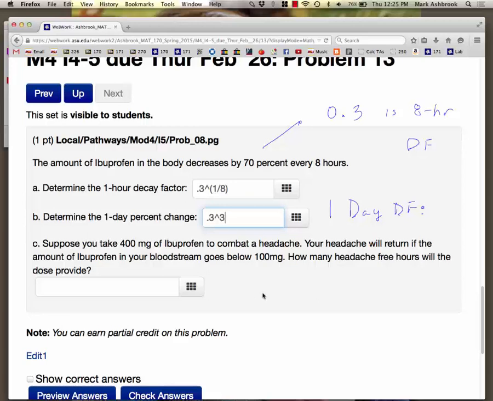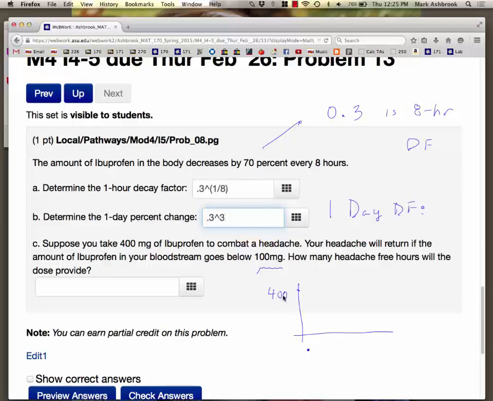All right, and then suppose you take 400 milligrams of ibuprofen. You have a headache. So initial value 400. Your headache will return if the amount in your bloodstream goes below 100. So what we've got here is that 100. Is that an input or an output? That's an output.